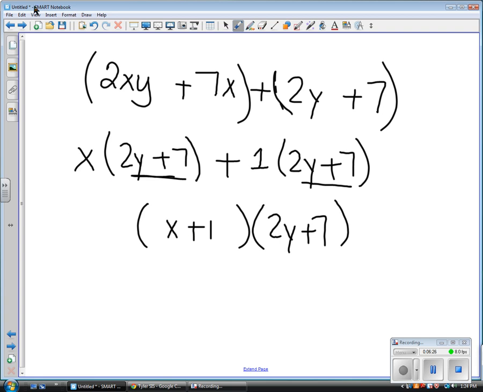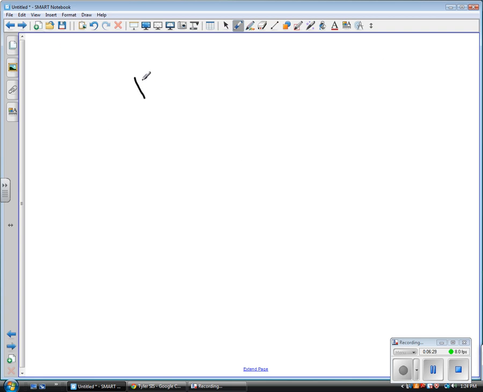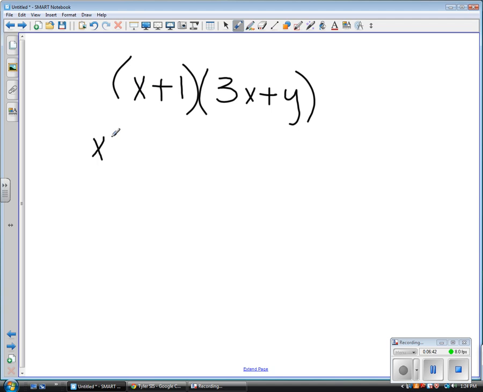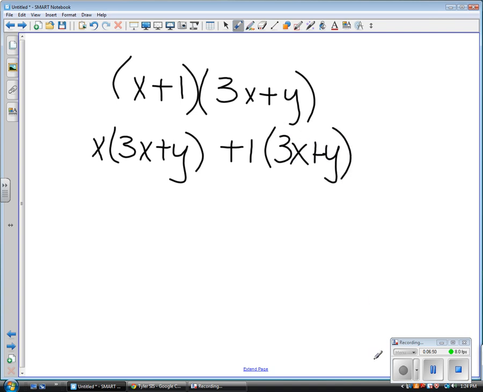If you think back to when we did something like this, and I'm going to change it. When we first started, before we did FOIL, and we said we're going to distribute, I said you're going to take x and multiply by everything, and then you're going to take this 1 and multiply by everything. That's where I was a minute ago, but now I'm going backwards. So it's the same thing. It's kind of going backwards though.